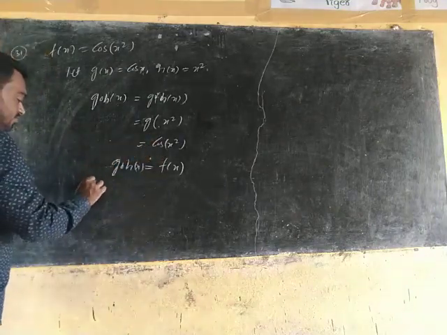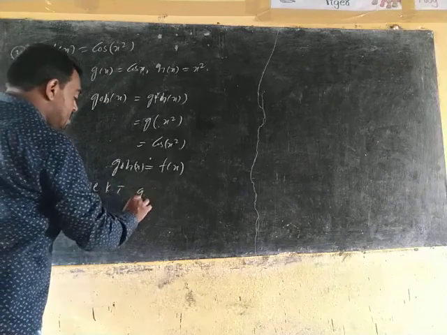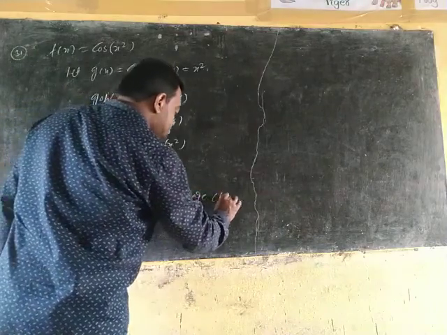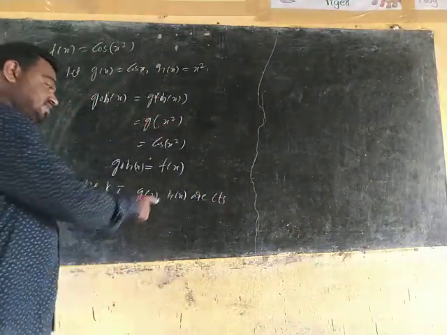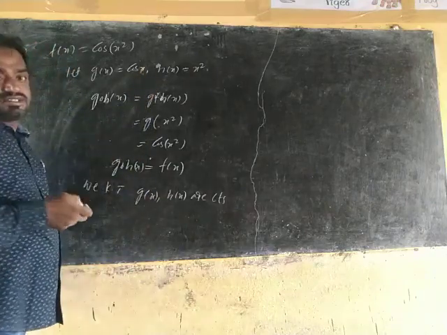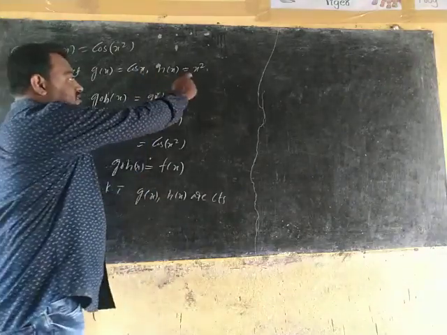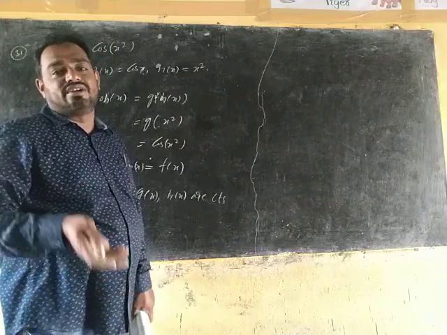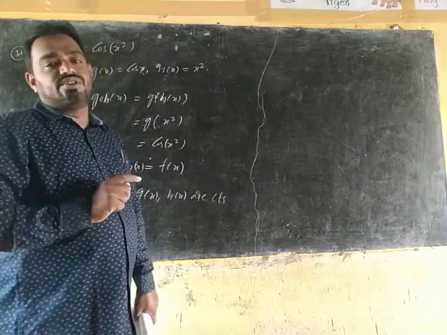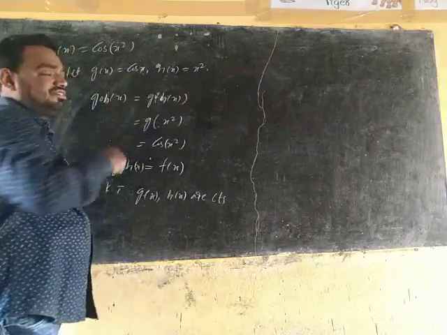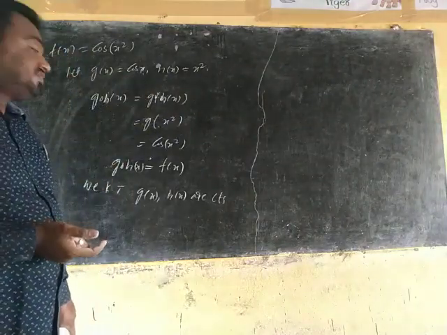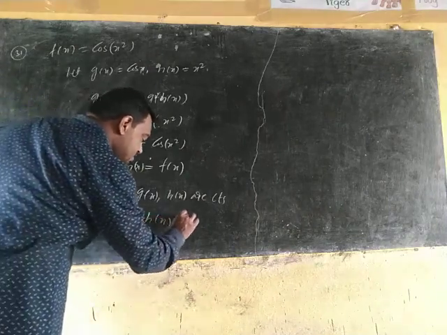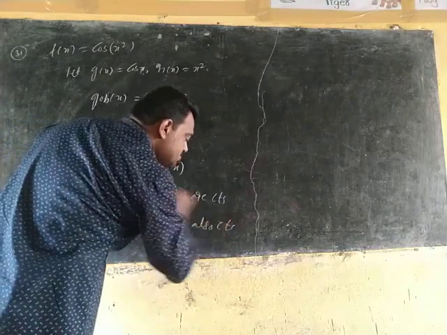We know that g of x, h of x are continuous functions. What is g of x? g of x is cos x. Cos x is continuous function. h of x is x square. It is in the form of y equal to x square. y equal to x square represents what? Parabola. So it is also a continuous function. So cos x is continuous and x square also continuous. Then composite function g circle h of x is also continuous.